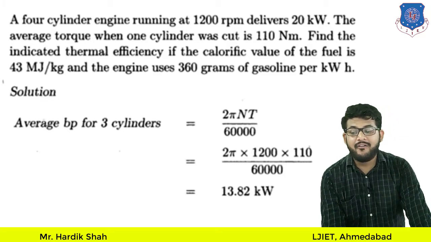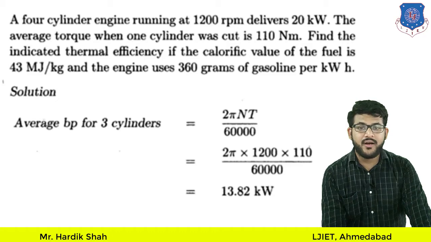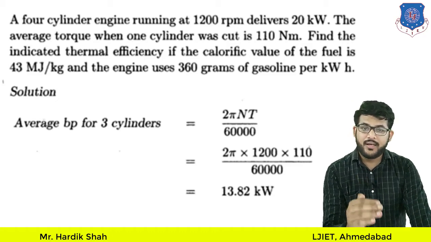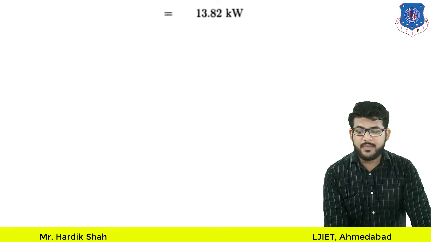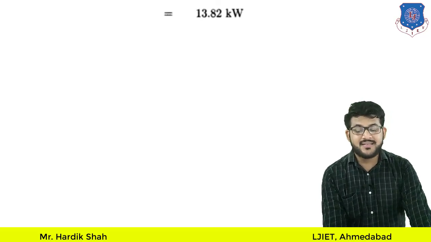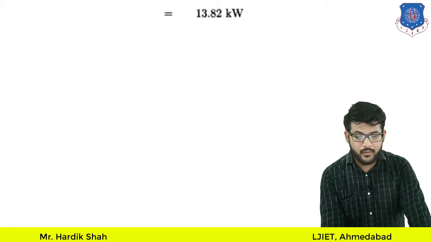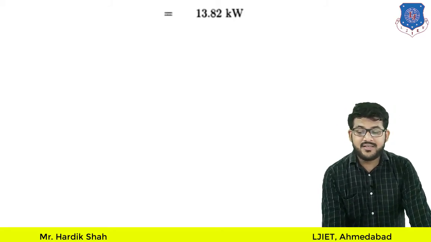Now why is it called average brake power? Because it is a multi-cylinder engine. In a multi-cylinder engine you cannot find the brake power of the individual cylinders. So we find the average torque and thereafter the average brake power. So that was the first answer, the brake power. Now we are given the 20 kilowatt, that is our indicated power. This 20 kilowatt is actually the delivered power, and the 13.82 that we found is our average brake power.